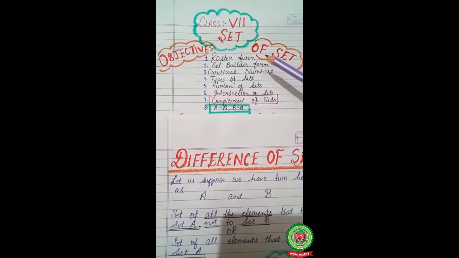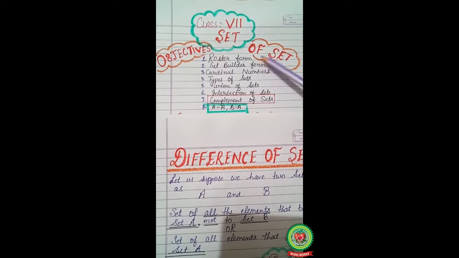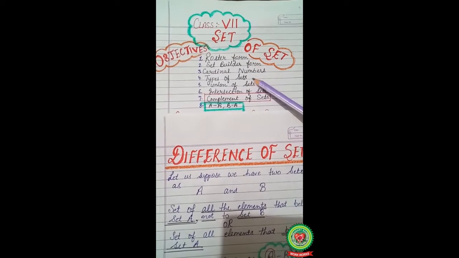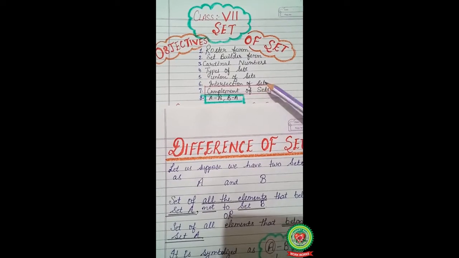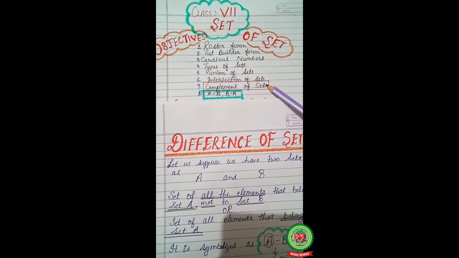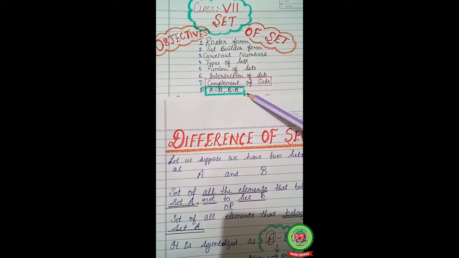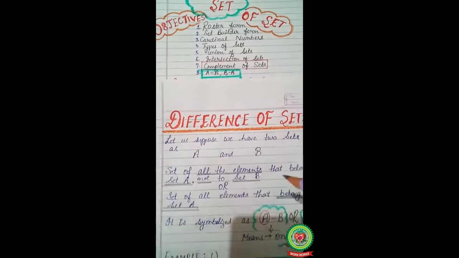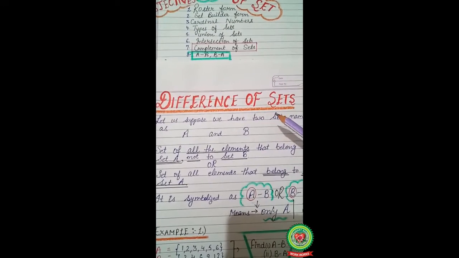Dear students, in this chapter on sets, we have already learnt about roster form, set builder form of a set, cardinal numbers, types of sets, union and intersection of sets, and in the previous discussion, we learnt about complement of sets, right? So now your new topic is difference of sets, or you can say A minus B or B minus A, right? Today we will learn how to find the difference of two or more given sets.